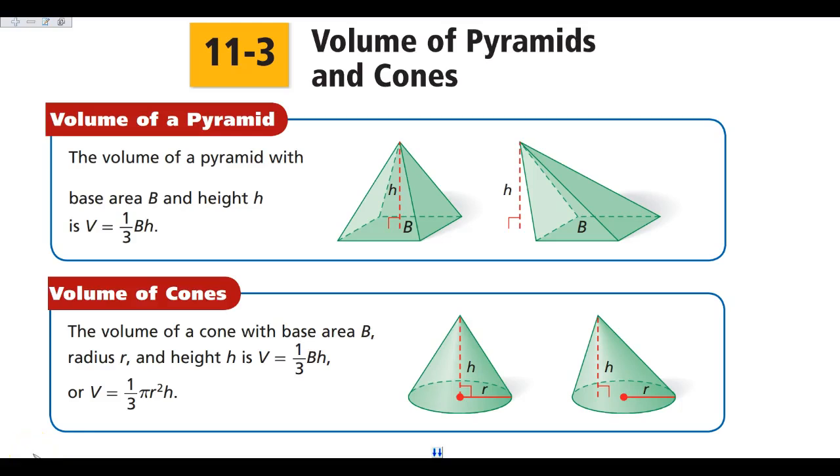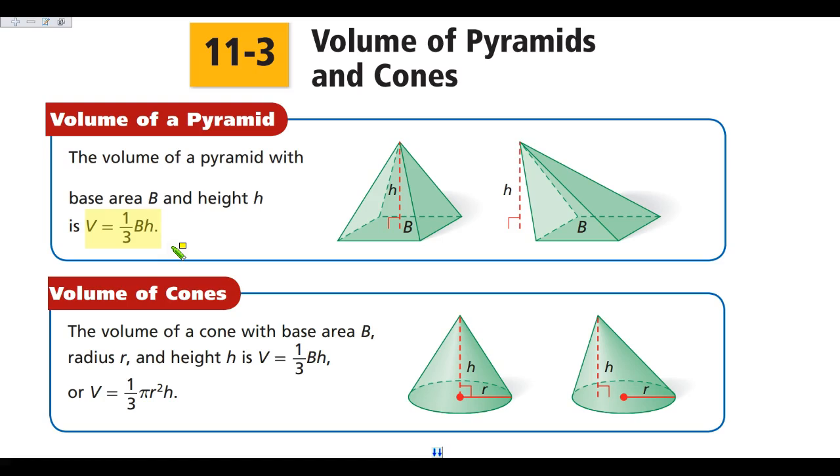Hello everybody. Today we are looking at 11.3, which is volumes of pyramids and cones. A couple of things: it's going to be very similar to what we did yesterday, or in the last lesson, with volume of prisms and cylinders, except now instead of volume being area of the base times height, our volume formula is 1/3 area of the base times height.